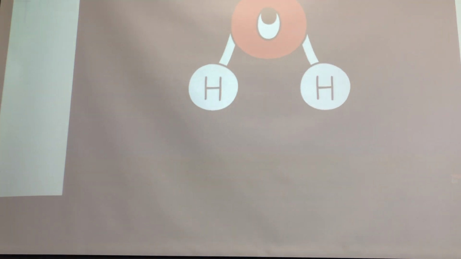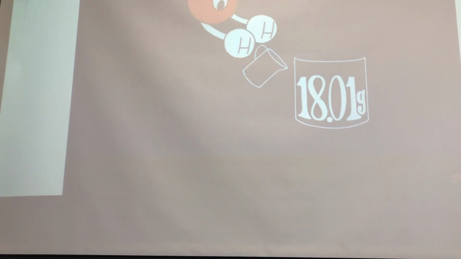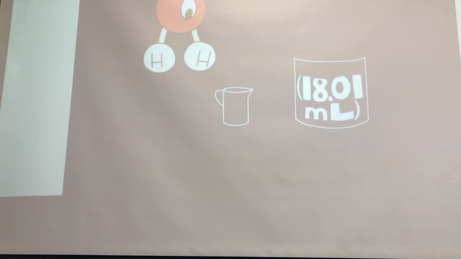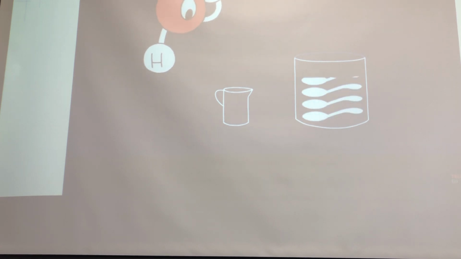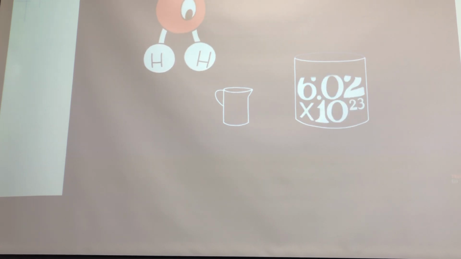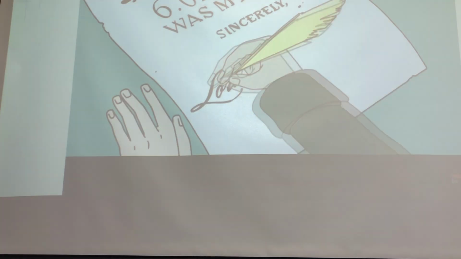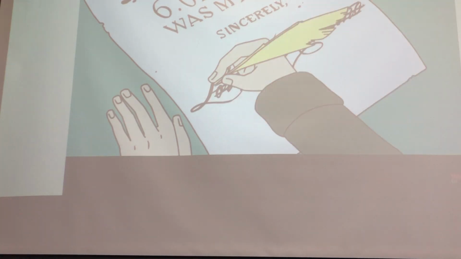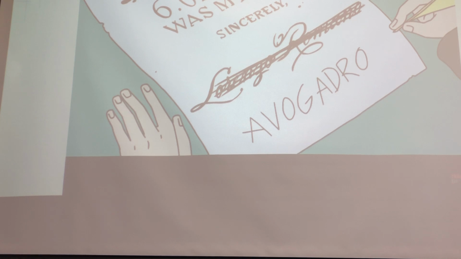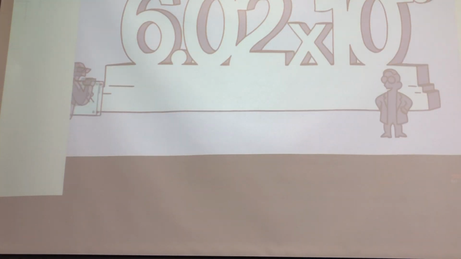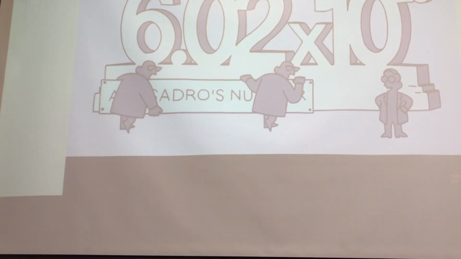Instead, think of water molecules. If you pour 18.01 grams of water into a glass, which is 18.01 milliliters, which is like 3.5 teaspoons of water, you'll have 602 sextillion molecules of water. Since Lorenzo Romano, never mind, Avogadro was the first one to come up with this idea, scientists named the number 6.02 times 10 to the 23rd after him.